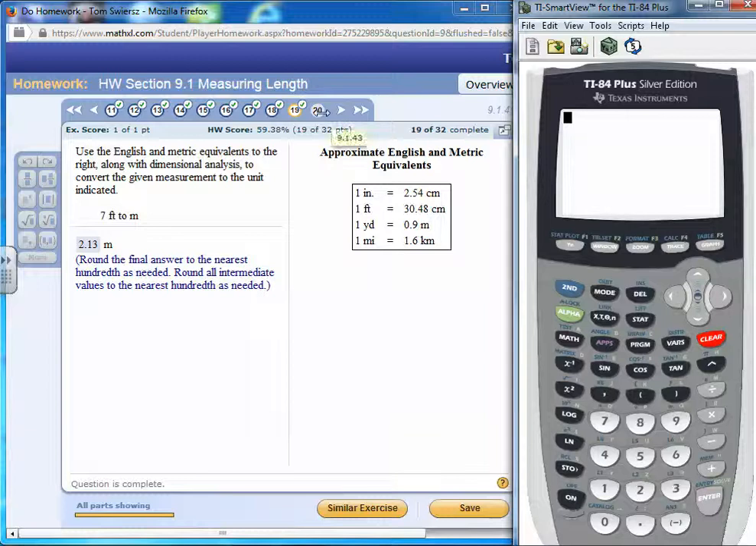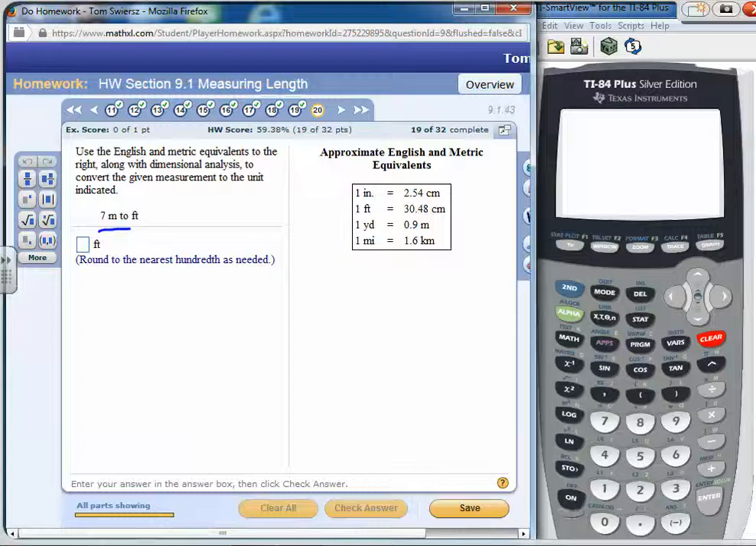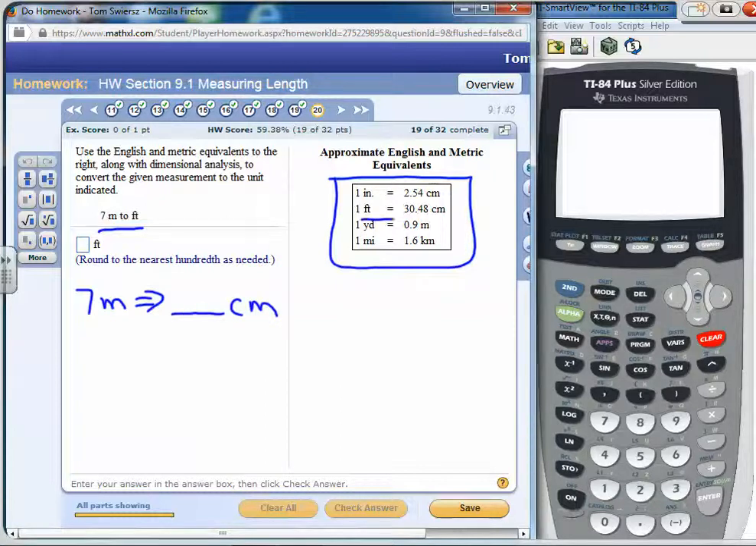All right, 7 meters to feet. Okay. Again, there's no meters to feet in here, right? So the game plan is we can take 7 meters and convert it. We do have feet to centimeters, so convert to the number of centimeters, and then use 1 foot for every 30.48 centimeters to go from centimeters to feet.